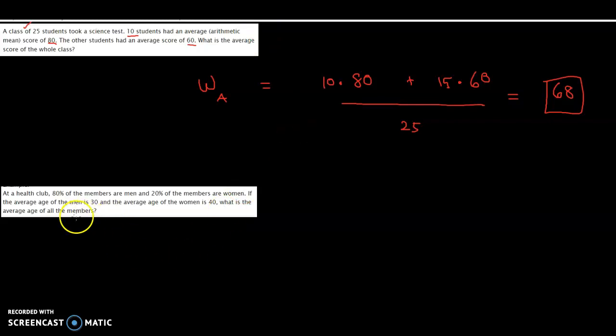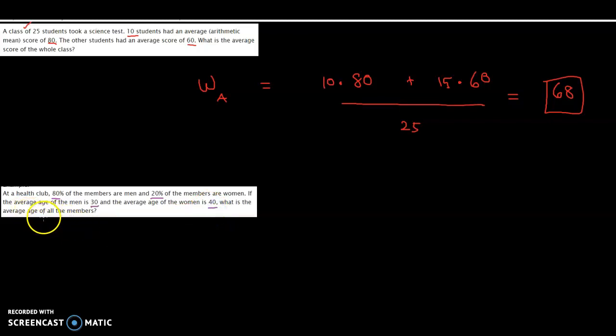Okay, let's try another one here. Now, this one's a little bit different. This doesn't give us the number of times something happens, but it does give us percentages. No problem. It's saying at a health club, this percentage of the members are men, this percentage of the members are women, average age of the men is 30, and the average age of the women is 40.